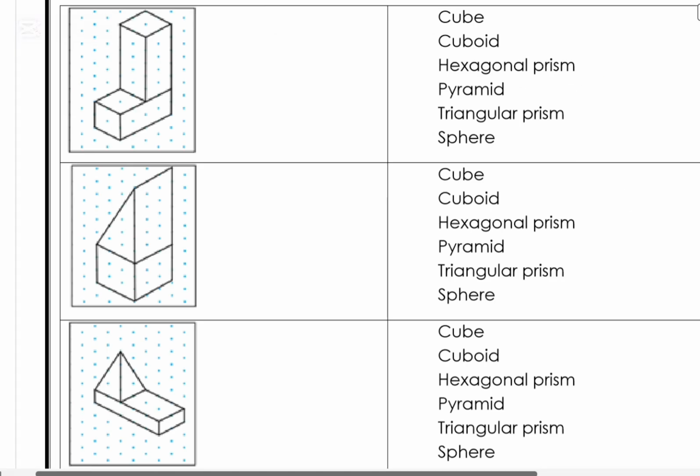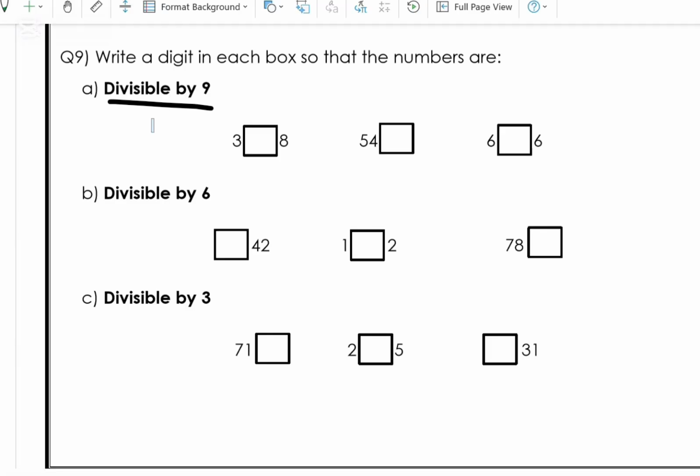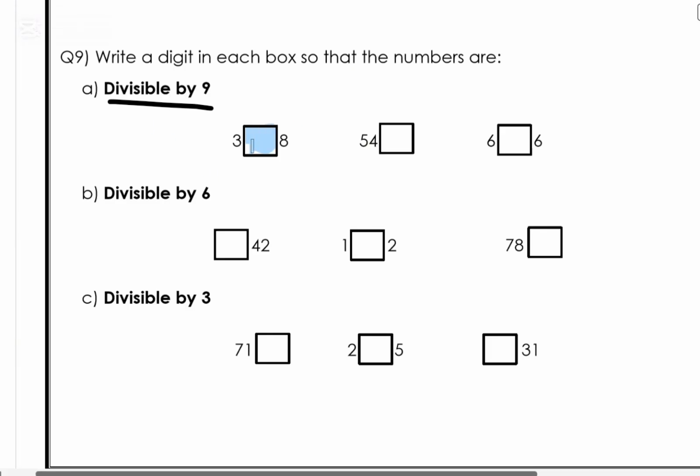And what do we have also? I want to proceed with this question. Write the digit in each box so that the numbers are divisible by 9. So guys, I want your help to fill the boxes with a one-digit number such that the whole number is going to be divisible by 9. So what should we do?